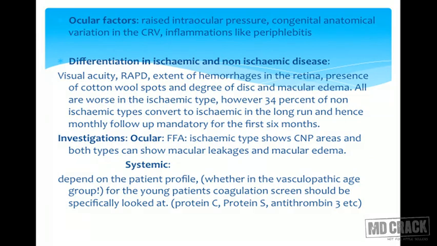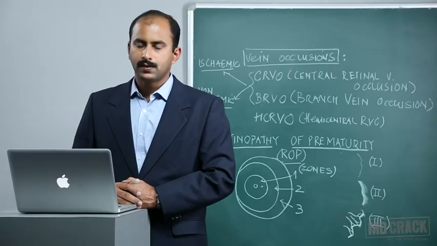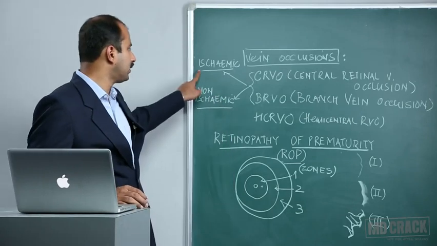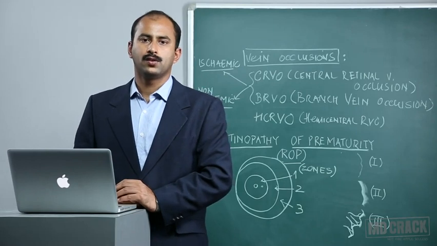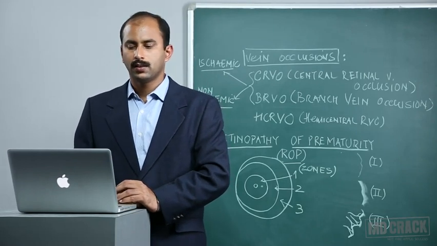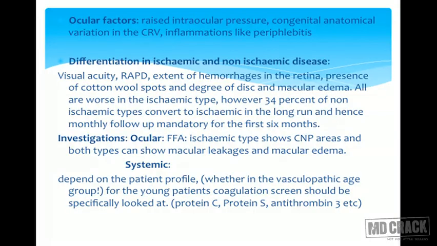Now the occlusions, as we have seen, are vasculitic and non-vasculitic. Periphlebitis is essentially a form of vasculitis, and in inflammatory occlusions, the central retinal vein can also be involved. The differentiation between these two variants is absolutely important. The differentiation can be done by looking at the visual acuity, the relative afferent pupillary defect, extent of the hemorrhages in the retina, presence of cotton wool spots, and degree of disc and macular edema. All are worse in the ischemic type.